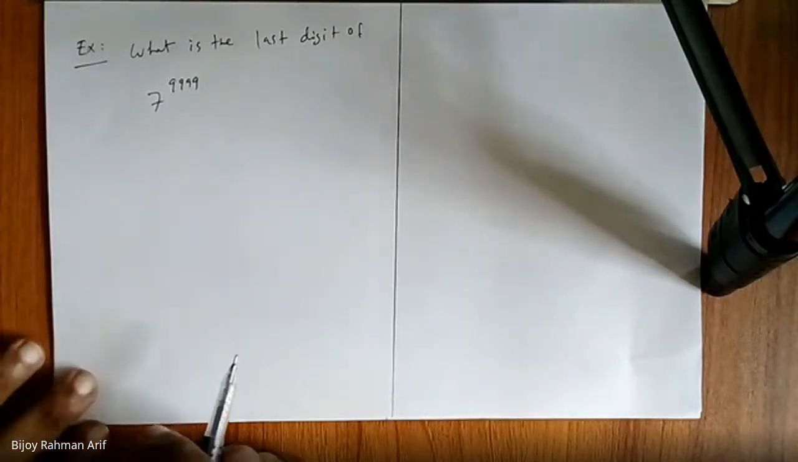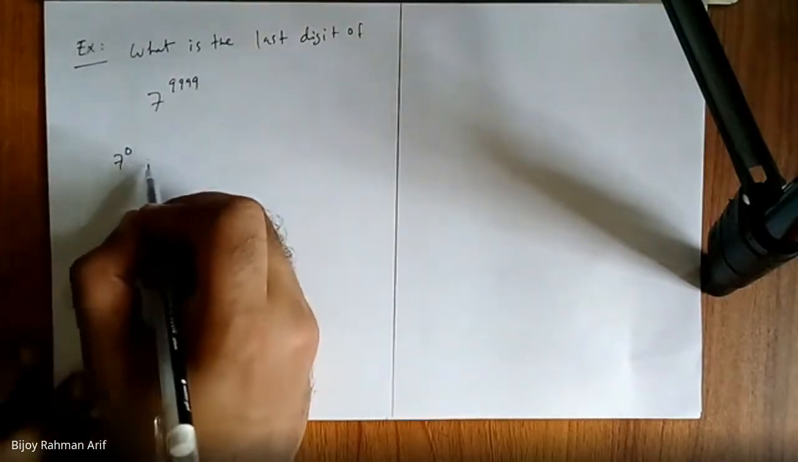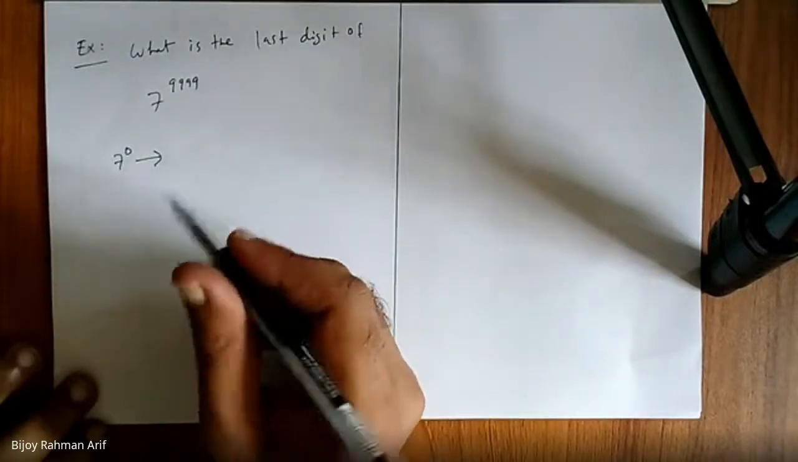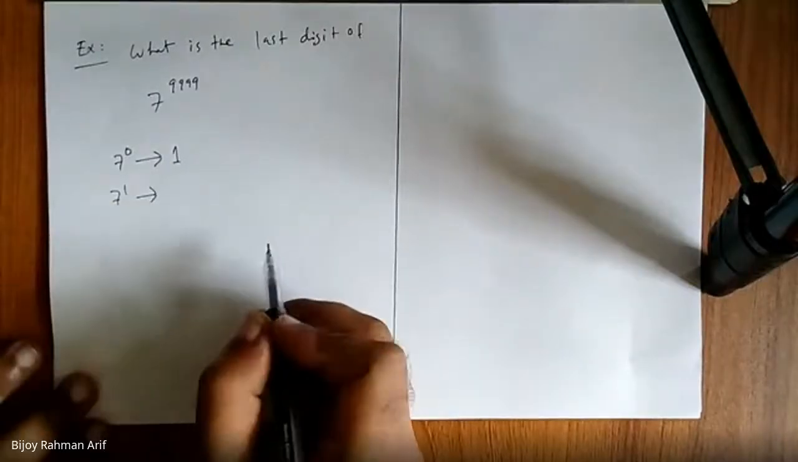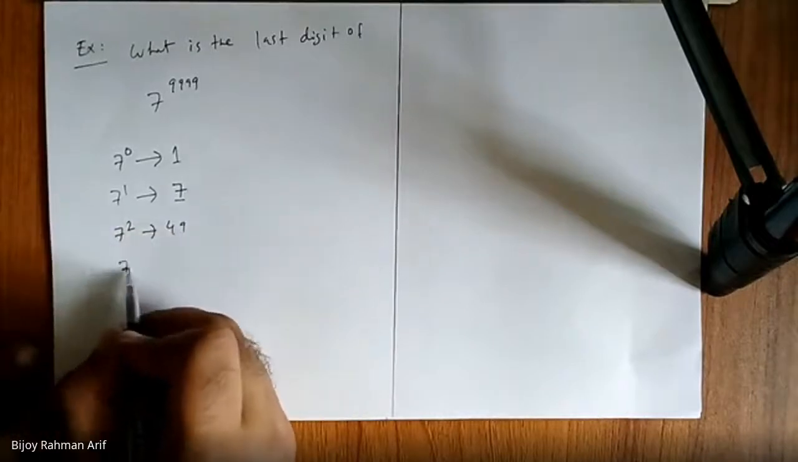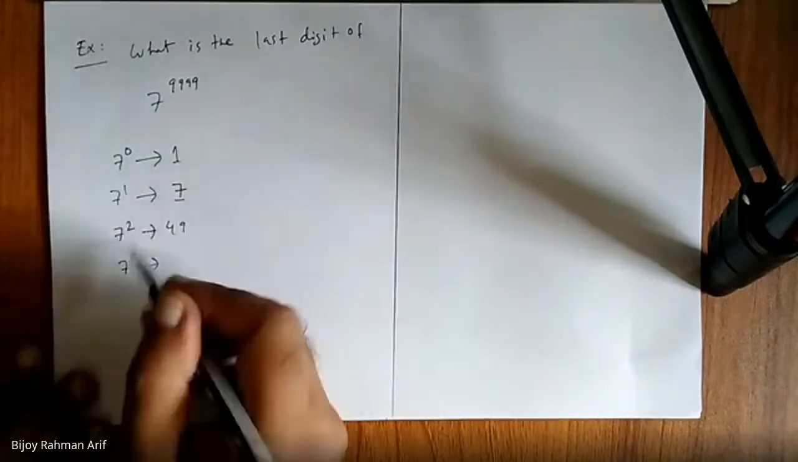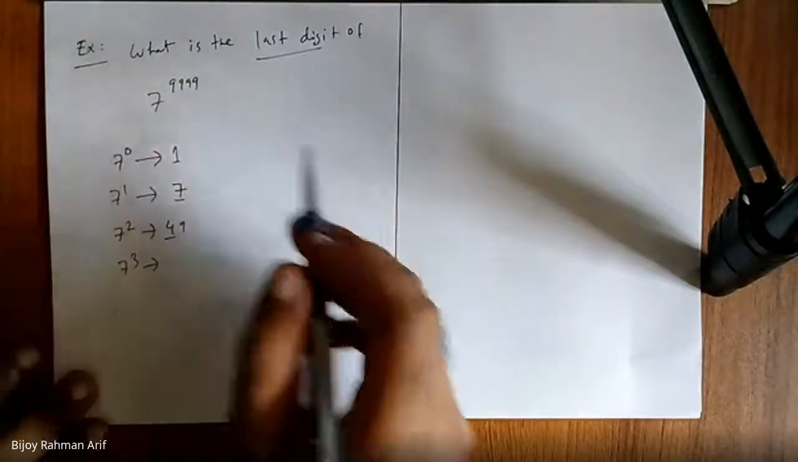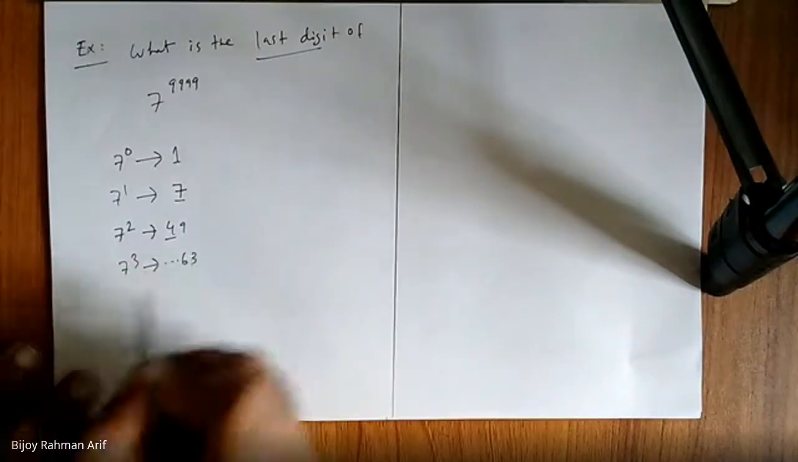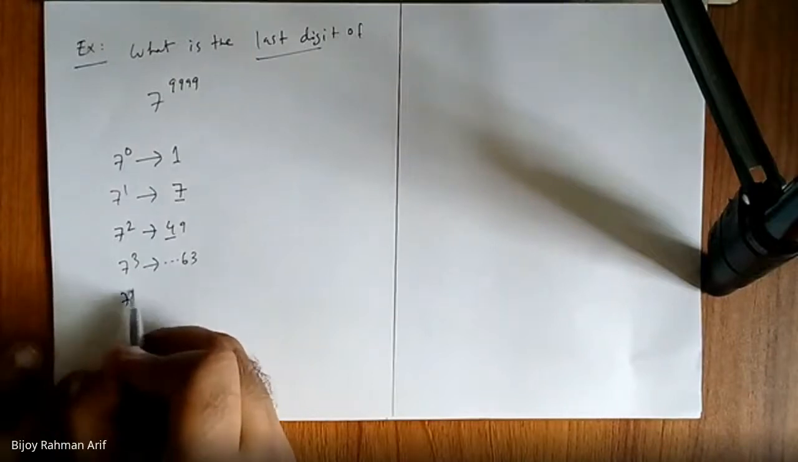See, 7 to the power 0 is equal to what? 1. Good. 7 to the power 1 equals 7. 7 square equals 49. So multiply this 7 with another 7, so 49. 7 cube equals what? Forget about the other digits because I want to find the last digit. So something dot dot dot 63. Okay. Now 7 to the power 4 equals what?